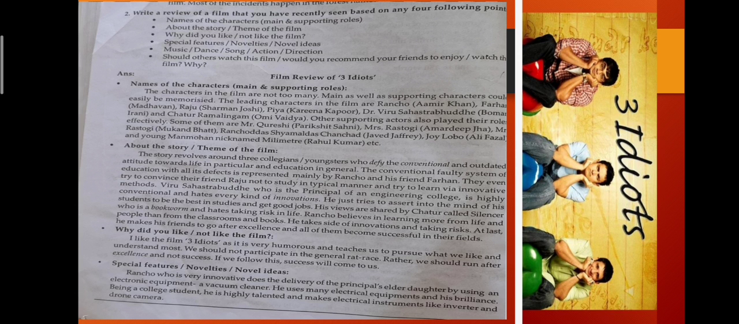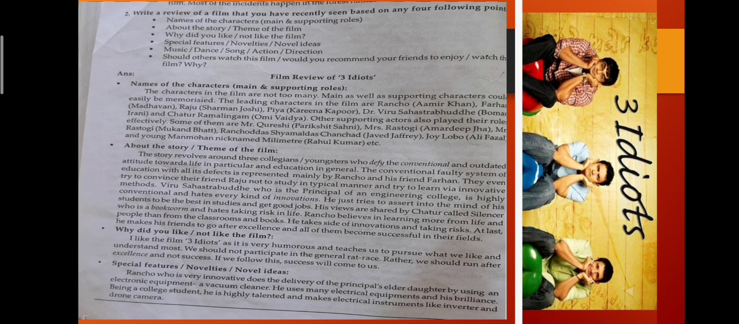So the first point is names of the characters, main and supporting roles. You need to write the characters in the film are not too many. Main as well as supporting characters could easily be memorized. The leading characters in the film are Rancho, in bracket, you will have to mention the real name of the actor, that is Aamir Khan. Farhan means R. Madhavan. Raju means Sharman Joshi. Pia means Kareena Kapoor. Dr. Veeru Shastrabuddhi, that is Boman Irani. And Chatur Ramalingam, that is Omi Vaidya.